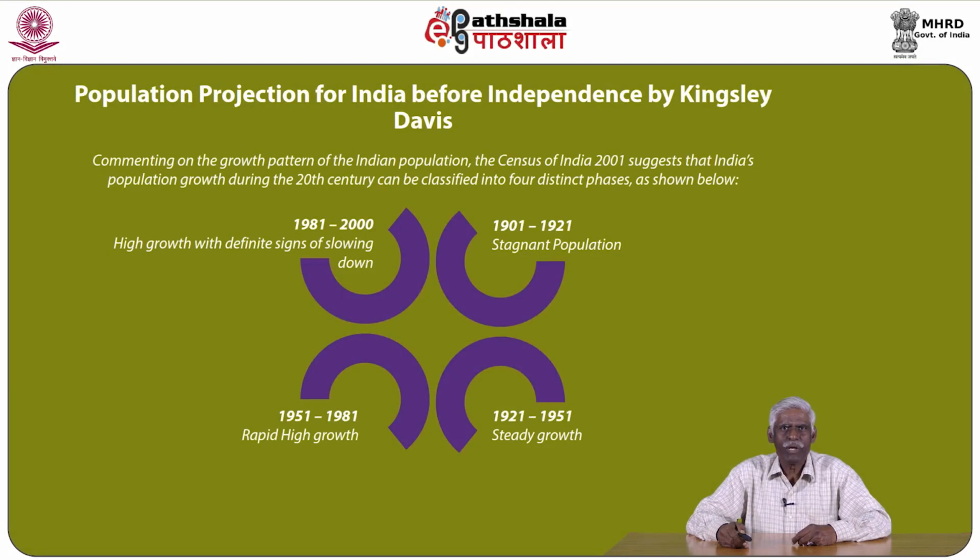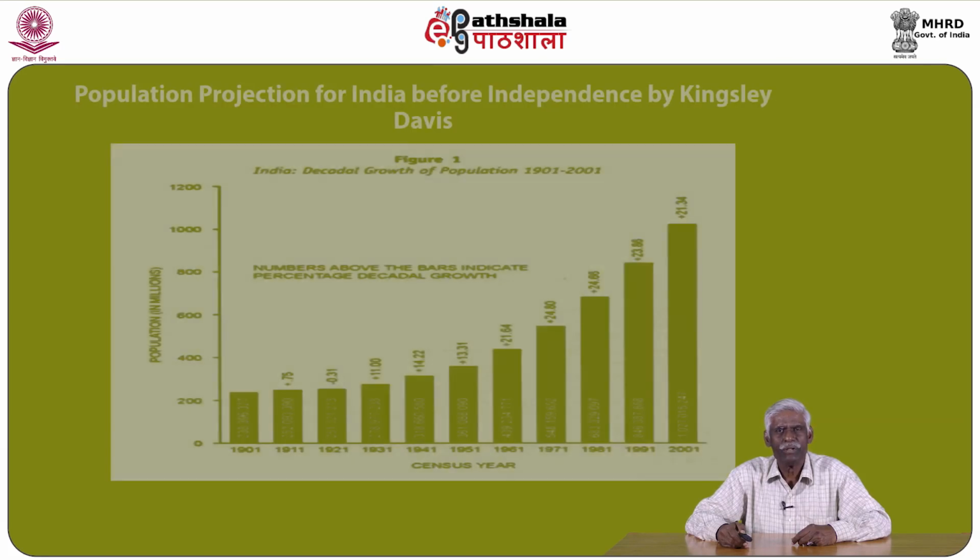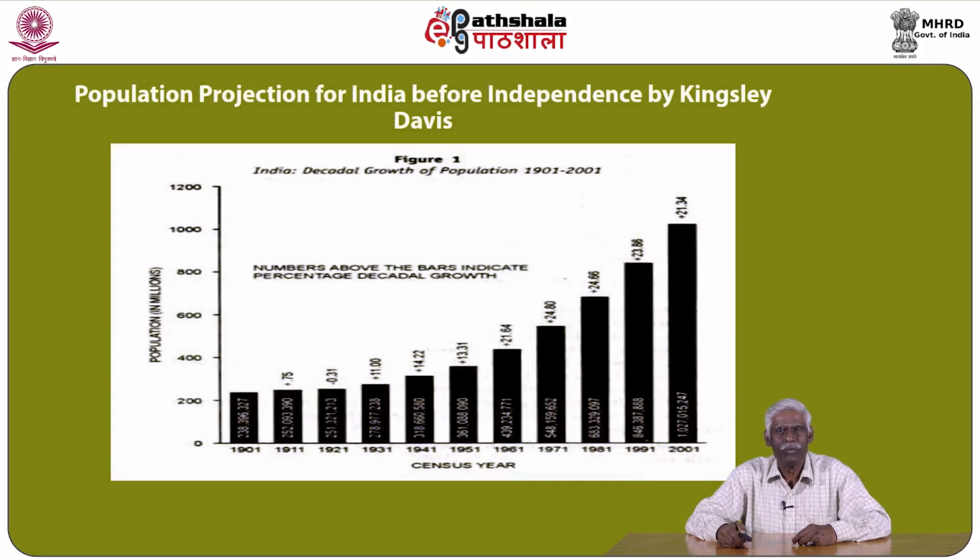While commenting on the growth pattern of the Indian population, the census suggests that India's population growth during the 20th century can be classified into 4 distinct phases: stagnant population, which refers to 1901 to 1921; steady growth, 1921 to 1951; rapid high growth, 1951 to 1981; and high growth with definite signs of slowing down, which has started from 1981. This very clearly shows the decadal growth of population over a period of time for the country of India.